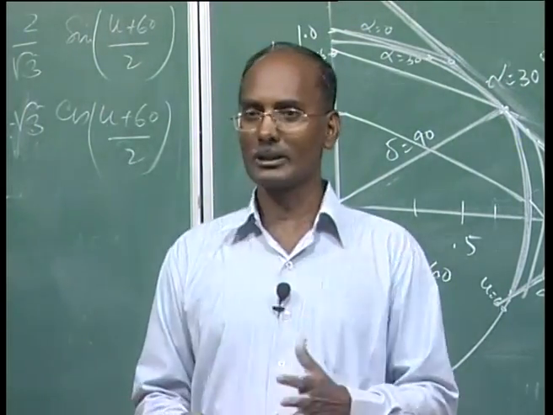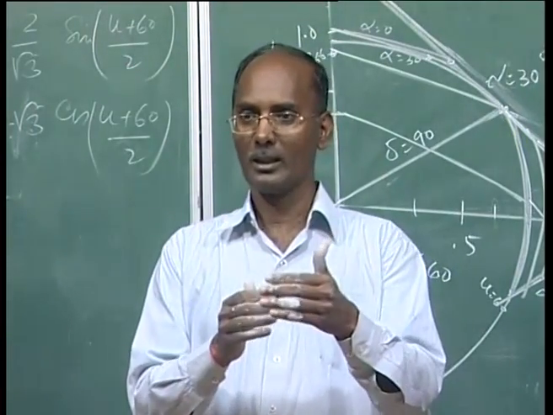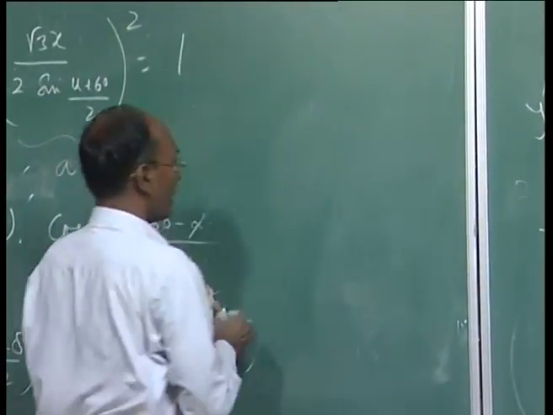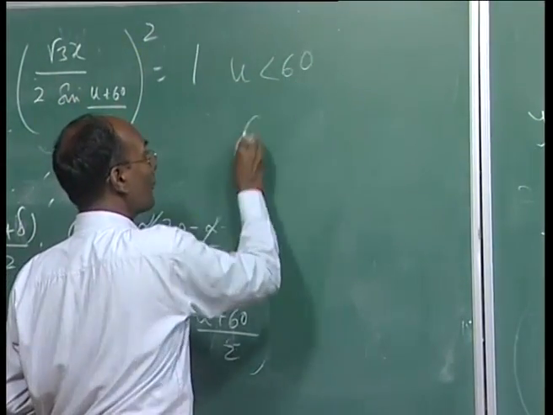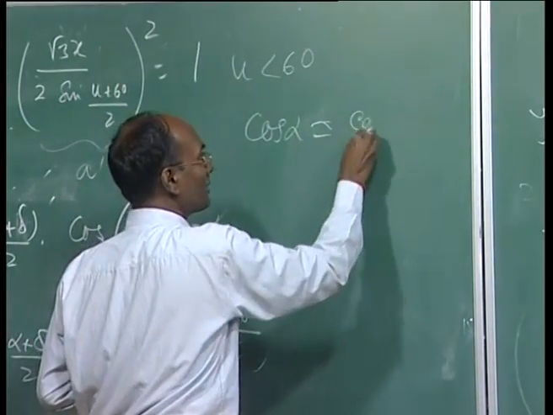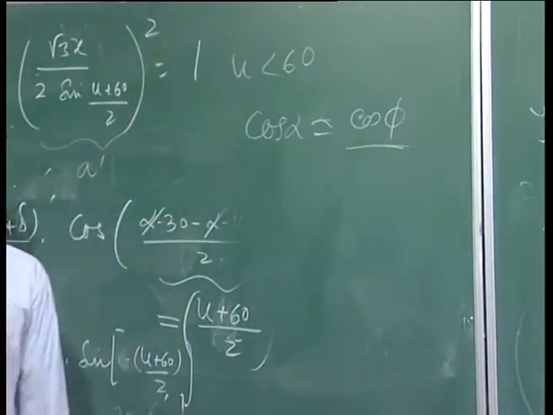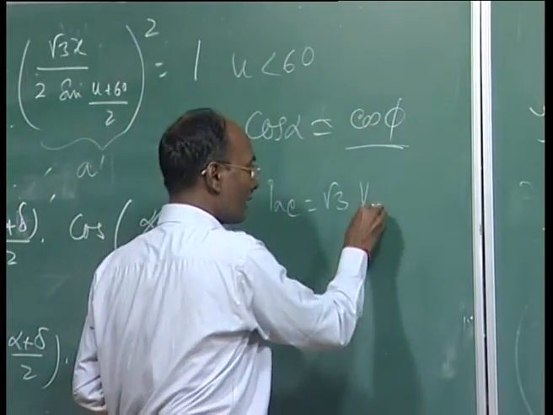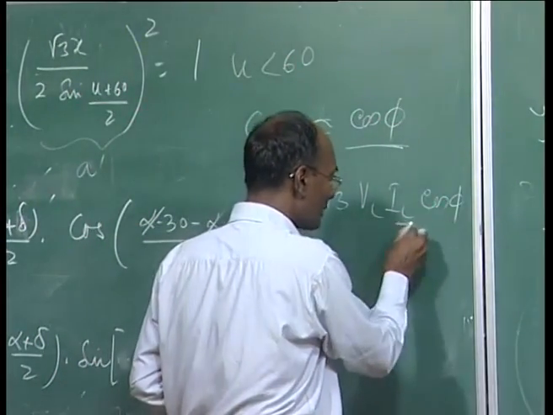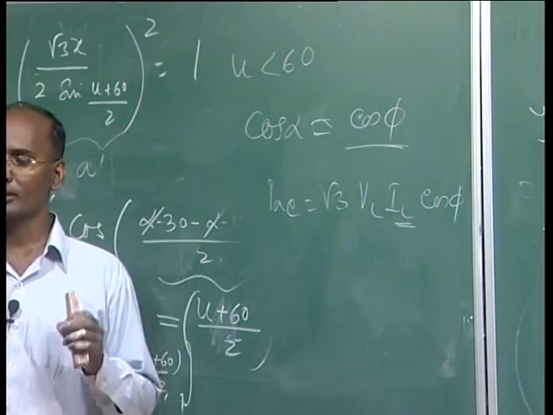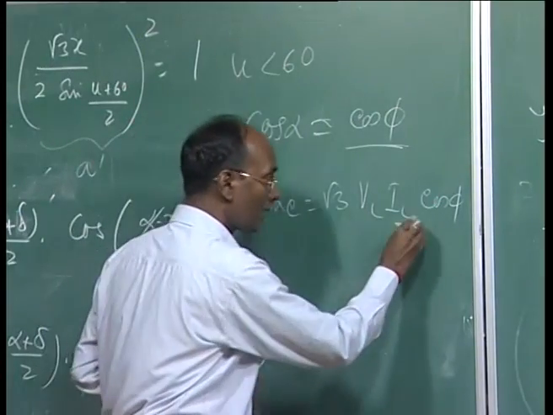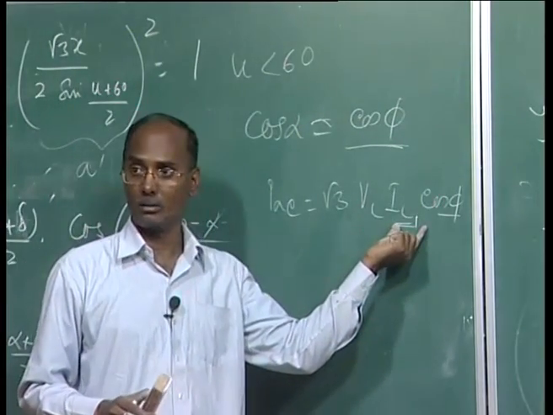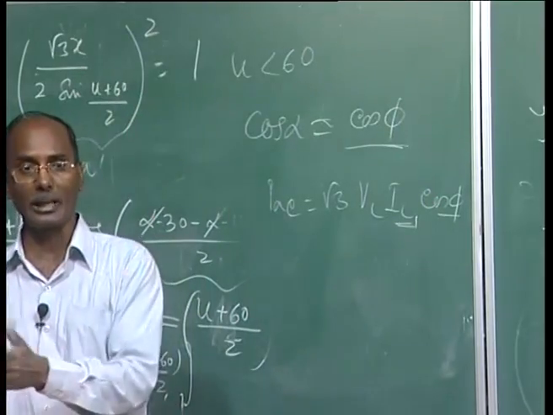The displacement factor is basically related to the RMS value of the current, whenever we are calculating power. If you see in the mode when u was less than 60, we defined cos alpha equal to cos phi. So, this phi was nothing but the power factor. If you are writing PAC, it is root 3 VL IL cos phi. This IL is the total RMS current, it is not the fundamental. For the displacement factor you have to write the complete one. It is the total RMS value, including all the harmonics as well.